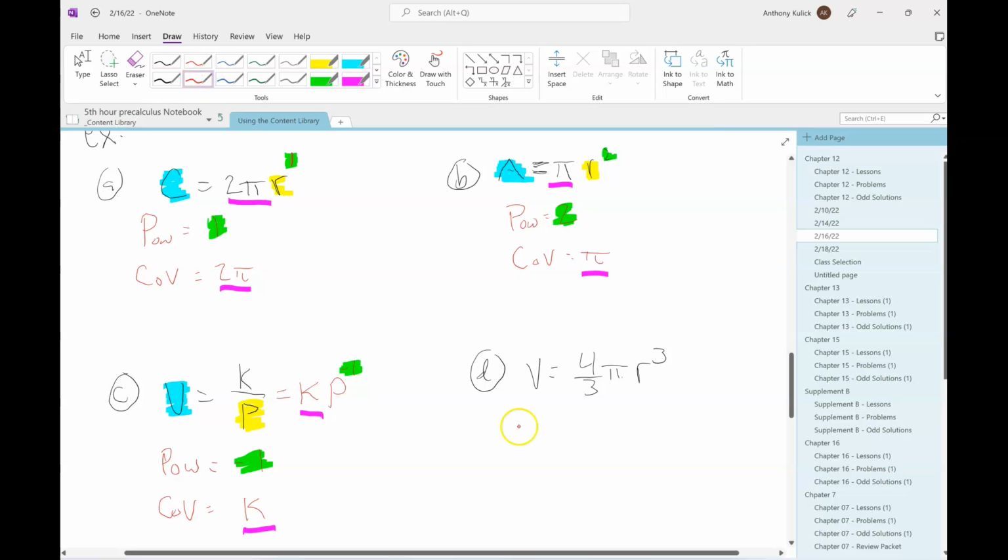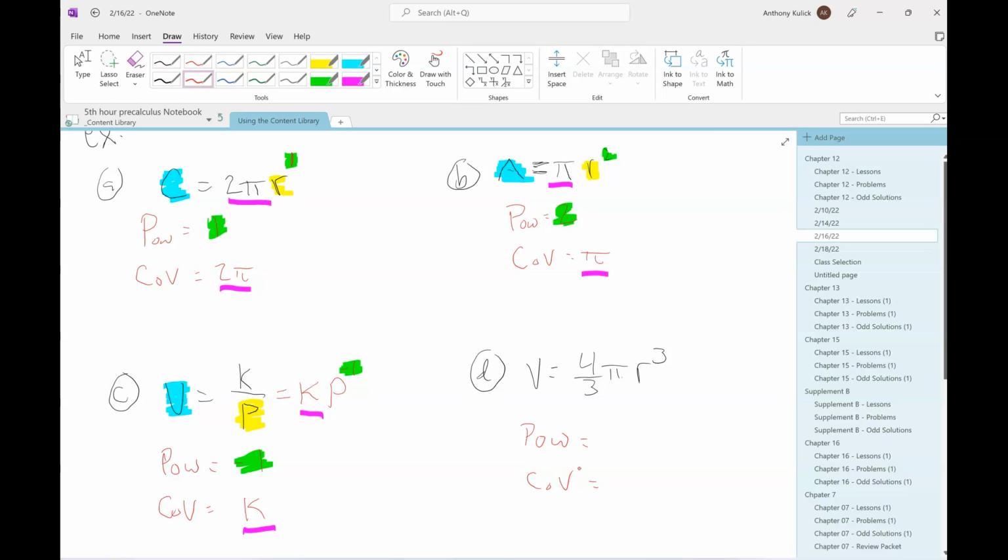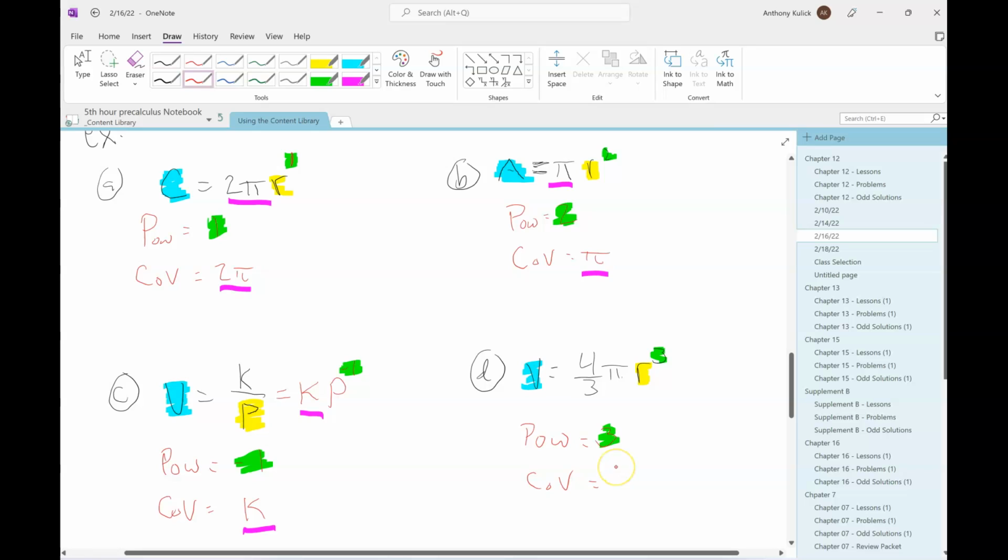Okay. We'll do one more. This next one is the volume of a sphere. Varies with the cube of the radius. Our independent variable is r. Our dependent variable is v. So our power is 3. And our constant of variation would be 4/3 pi.